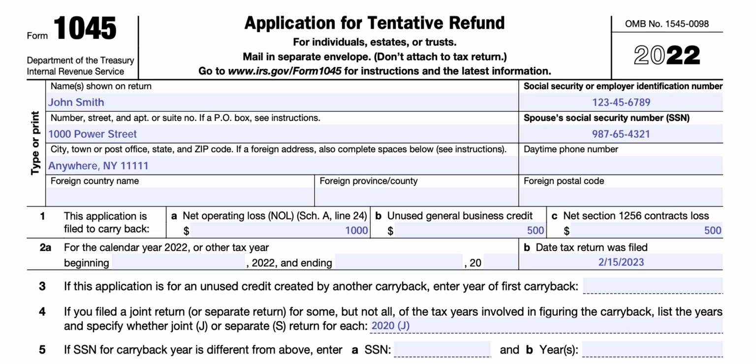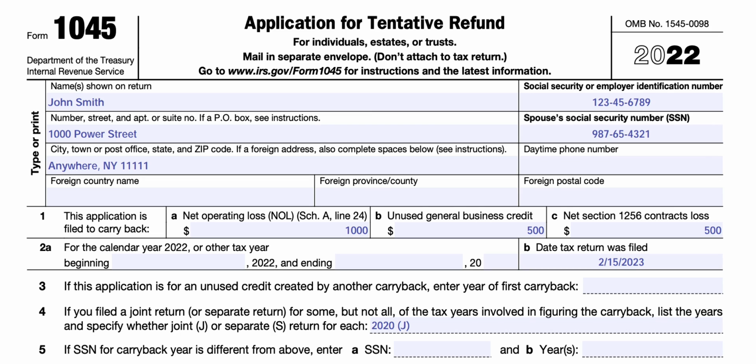In this video, we'll be going over IRS Form 1045, Application for Tentative Refund. Most taxpayers will never use this form. This is a form that you would use if you have either a carryback or an overpayment of tax that you would like to apply to a previous tax return.